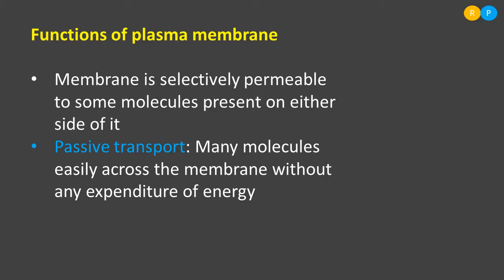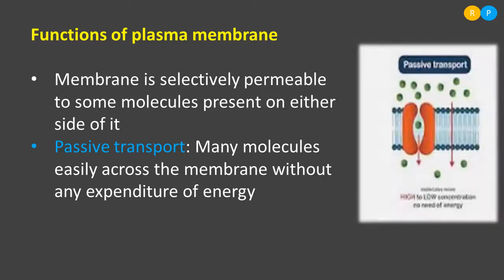For passive transport, a concentration gradient is very essential. That means in one region, the concentration of molecules should be higher, and in another region of the cell, the concentration of molecules should be less. This variation in the concentration of molecules is called a concentration gradient. You can see that in the diagram.